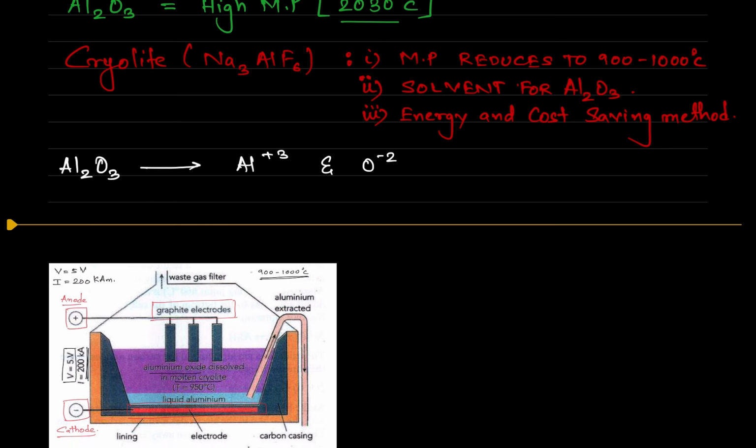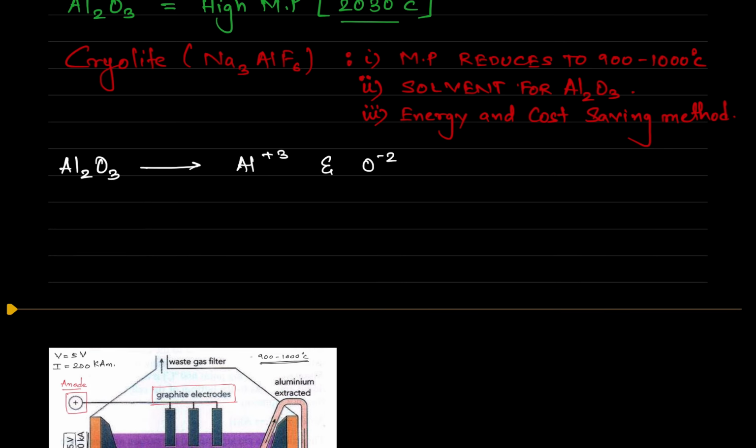So if I talk about Al₂O₃, and in this I'm talking about two different elements, that is aluminium and oxygen, definitely Al³⁺ being positive will get attracted towards the negative terminal, that is the cathode, whereas oxygen O²⁻ being negative will get attracted towards the positive terminal, that is nothing but your anode.